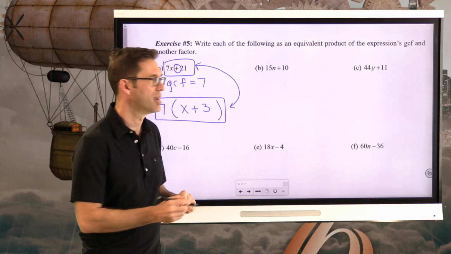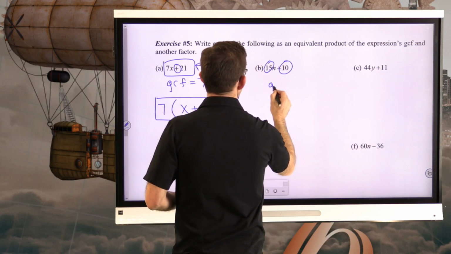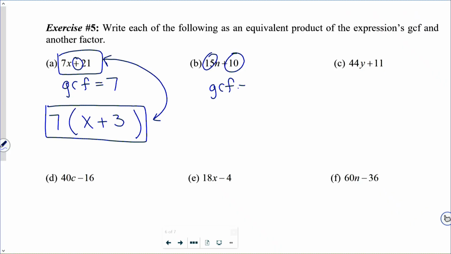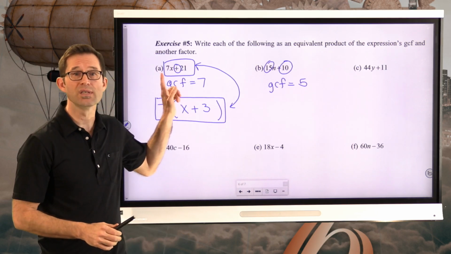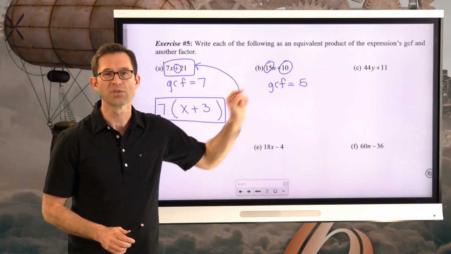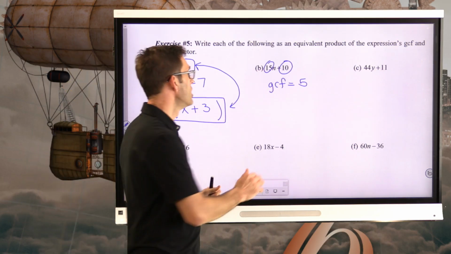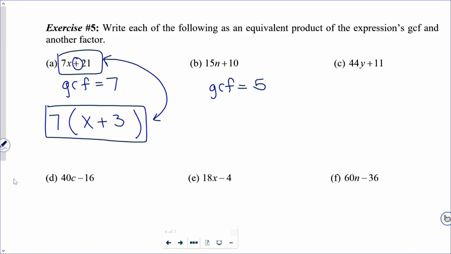15n plus 10, right? I want to look at that 15, I want to look at that 10. The biggest number that divides into both, the GCF, is 5. All right? So this one's a little bit more complicated. And the last one, the GCF, was simply the coefficient of the x. Here, the coefficient on the n was 15, so that's definitely not the GCF. But the largest number that divides into both 15 and 10 is 5.